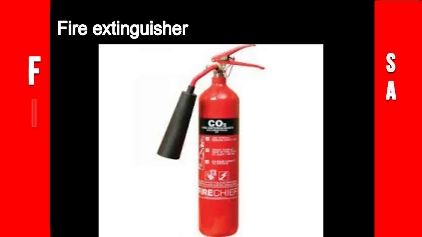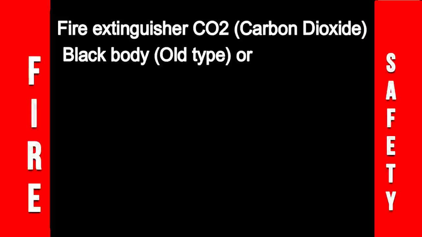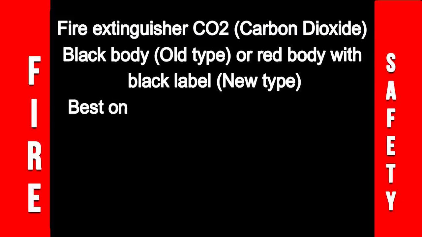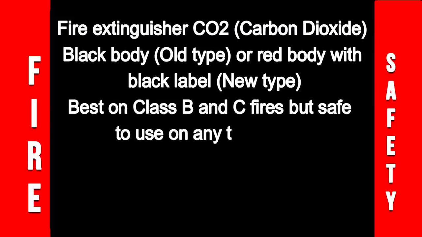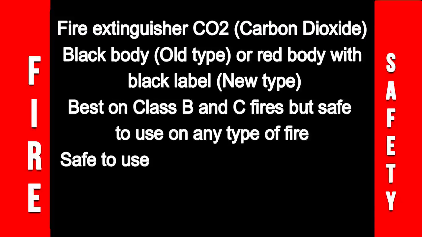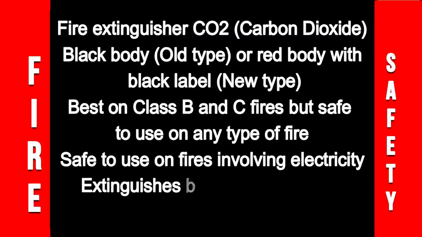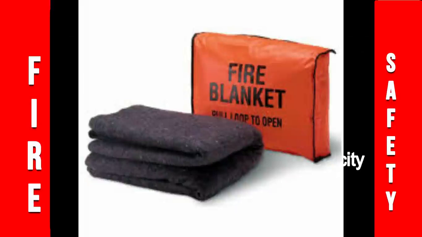Fire extinguisher carbon dioxide, CO2: black body old type or red body with black label new type. Best on class B and C fires, but safe to use on any type of fire. Safe to use on fires involving electricity. It extinguishes the fire by reducing oxygen levels and cooling.